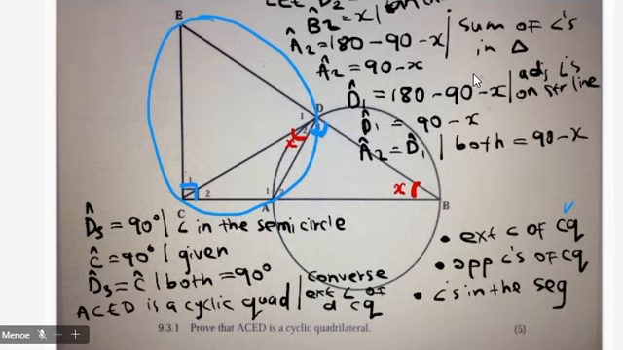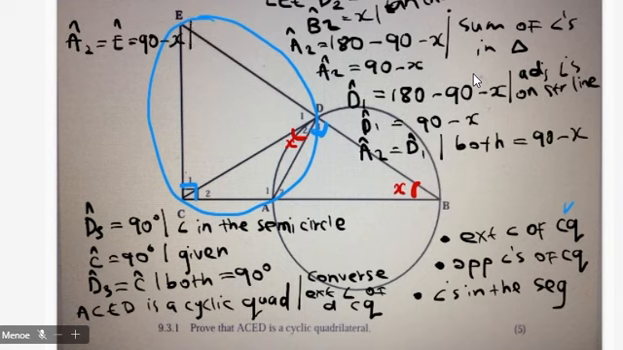So what are we doing here? We can say that because here we have a circle, this is a cyclic quad. So we can say this angle is equal to this angle. Why? Can you see what I'm talking about? Because the external angle of a cyclic quad is equal to the opposite interior angle. So A2 is equal to E, and they are both equal to 90 minus X.